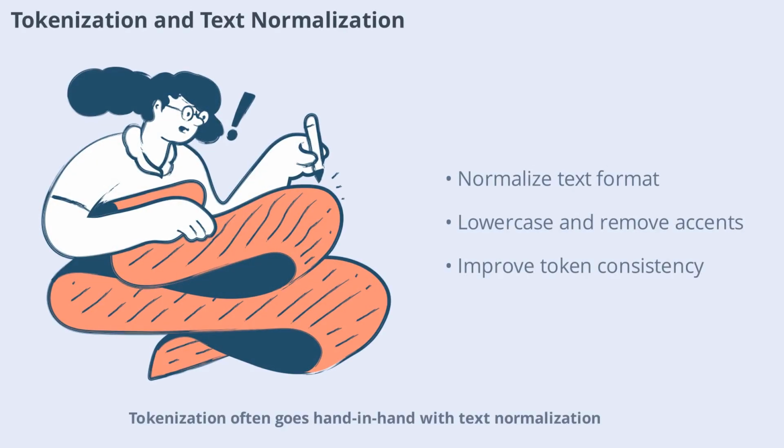Tokenization often goes hand in hand with text normalization. Normalization involves converting text to a standard format, such as lowercasing all letters or removing accents. This step ensures that tokens are consistent and comparable, reducing errors in downstream processing. Combining tokenization with normalization creates a strong foundation for accurate language analysis.